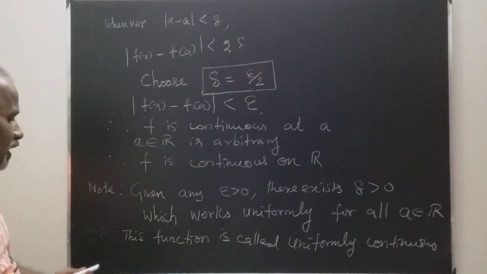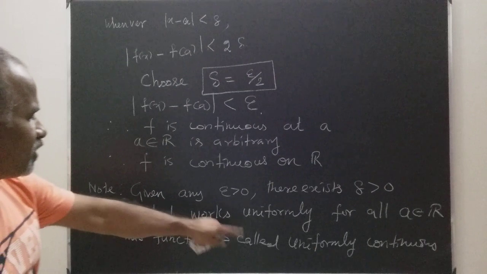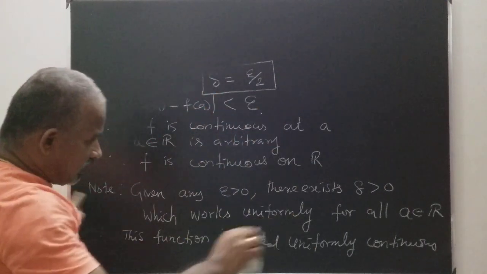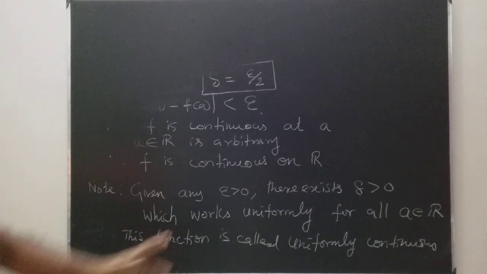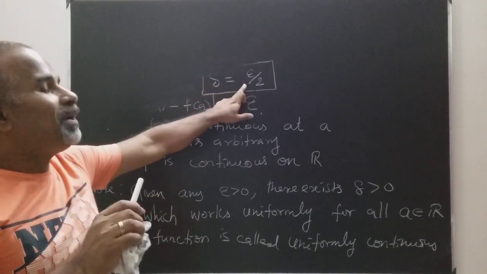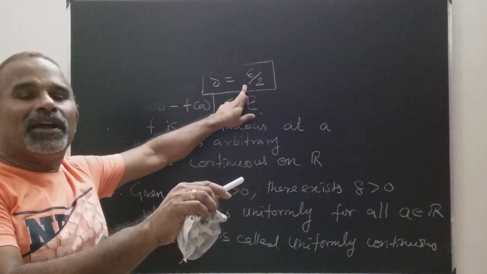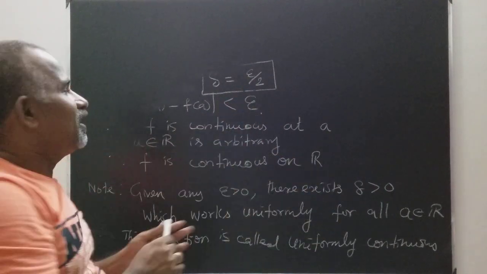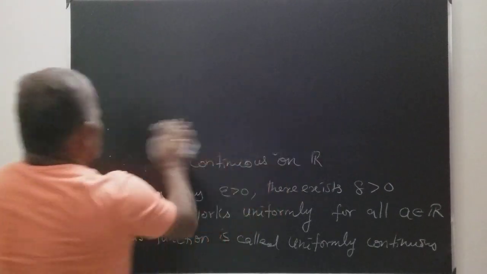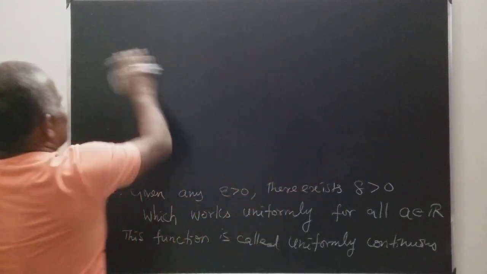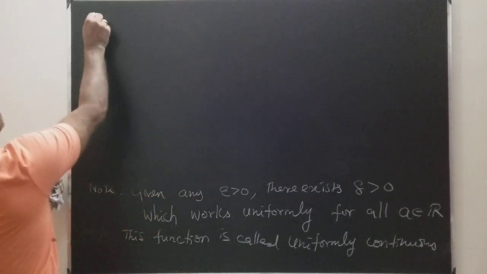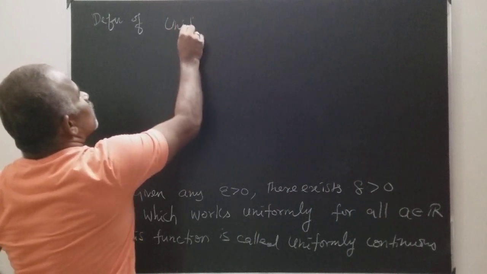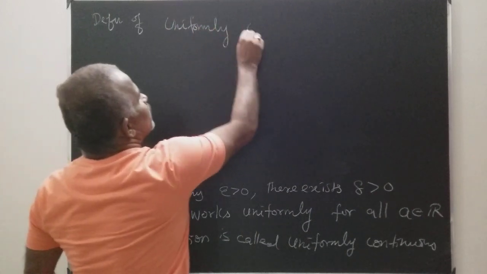Okay, good. So next, the function is called uniformly continuous. Understood? So ultimately what I am coming to say is, if delta depends only on epsilon, that function is called uniformly continuous. So now I can write the definition of uniformly continuous.